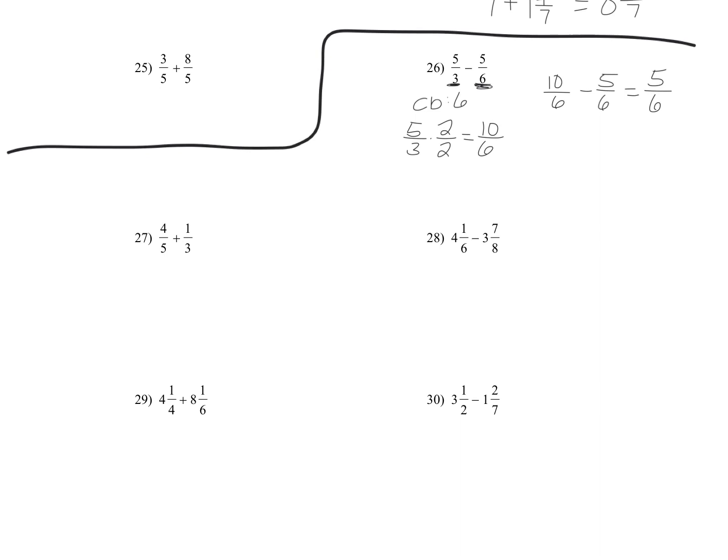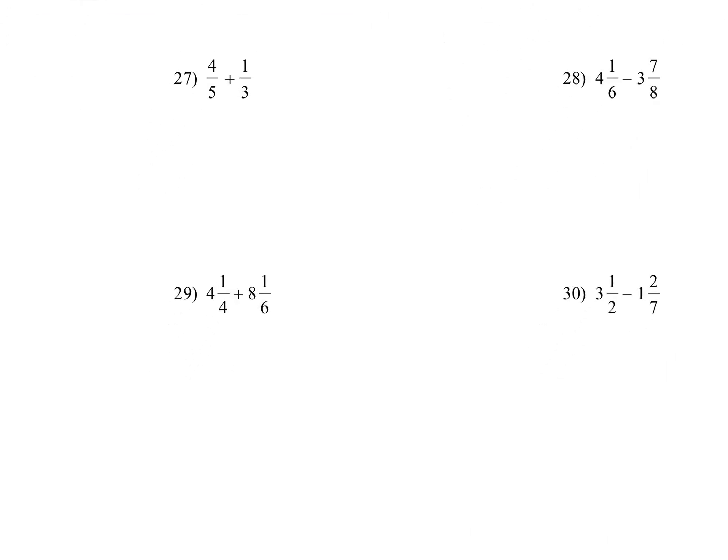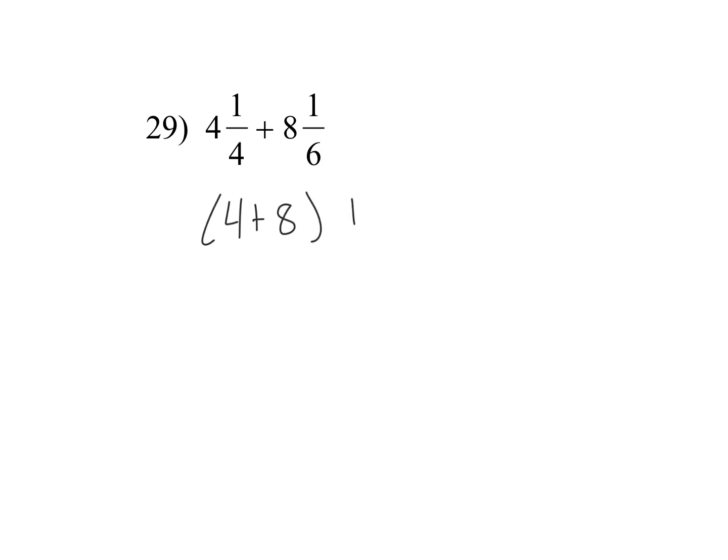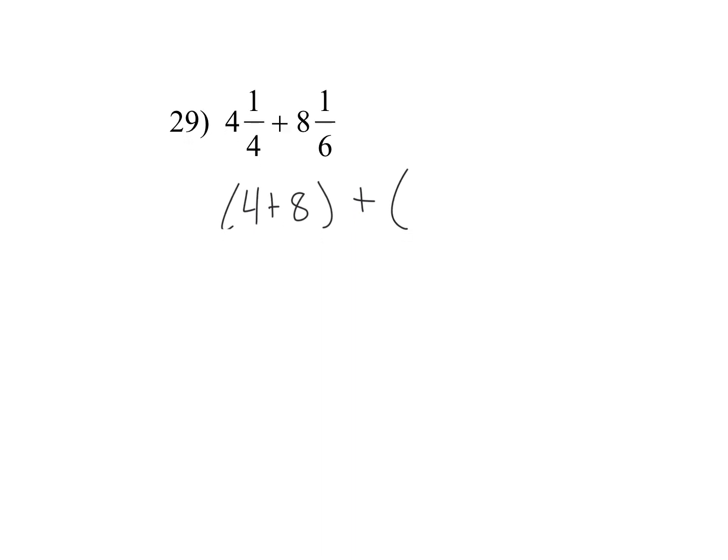Let's look at this one, number 24. What kind of numbers are those? Mixed numbers. What do we do with mixed numbers? Yep, split them up. So we have 4 plus 8, 12. And then we need to get a common denominator. Start with your biggest number.